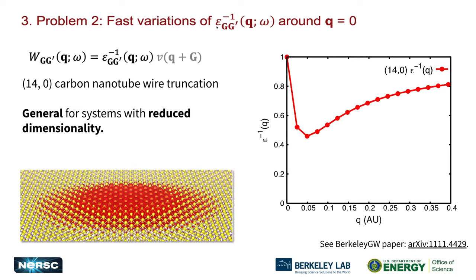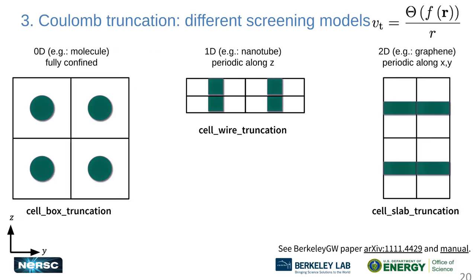The next thing I want to highlight is that in nanostructured systems, there's an additional challenge here: the dielectric matrix can be especially sensitive to Q, especially near Q equals zero. So here's an example of the inverse dielectric function as a function of Q in terms of basically reciprocal lattice vectors. And you see that there's a lot of variation near Q equals zero. Most of the interesting structure is actually happening in this region near Q equals zero. And so you have to make sure that you capture that structure within your Q grid or your K point grid in order to get a converged calculation.